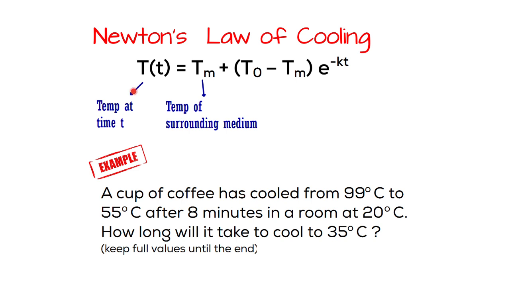Once I know K, I'll start all over and use it to figure out how long it'll take to cool to 35 degrees. You've got to keep full values, which means storing or doing a lot of going up, up, up. Now, I've given you extra space to complete this problem, so be sure to flip to the next page, maybe even the back side, and make sure that you're not trying to squeeze it in on that same slide.